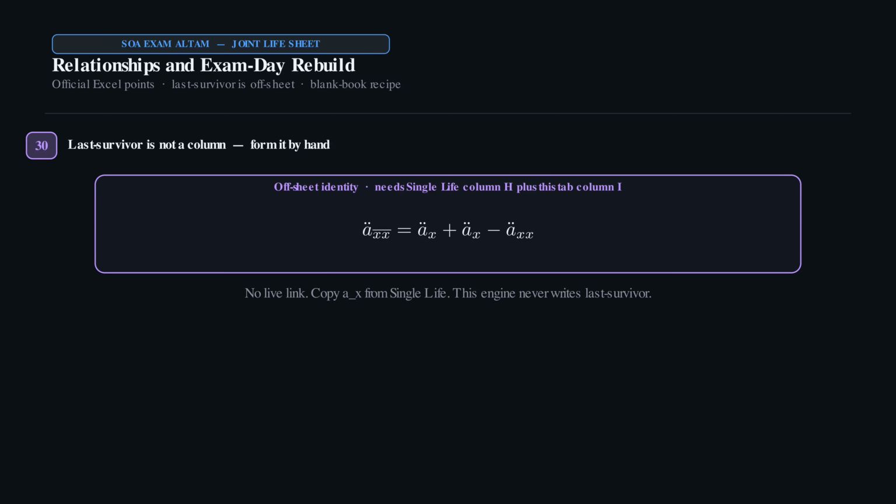Last survivor A double dot on two same-age lives is AX plus AX minus AXX. The joint life tab does not compute it. You would take the single life due annuity and this tab's AXX and subtract by hand. Same idea for last survivor A. Do not hunt for a hidden column. The used range looks huge because of leftover empty grid.